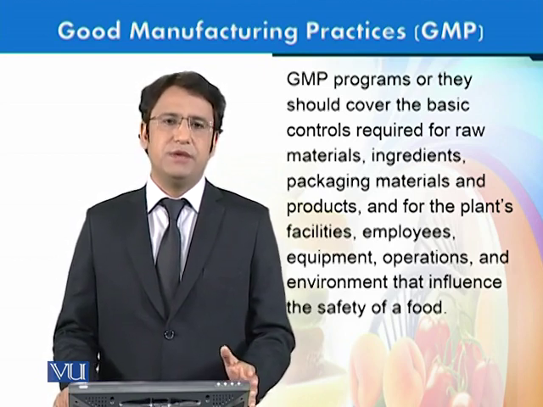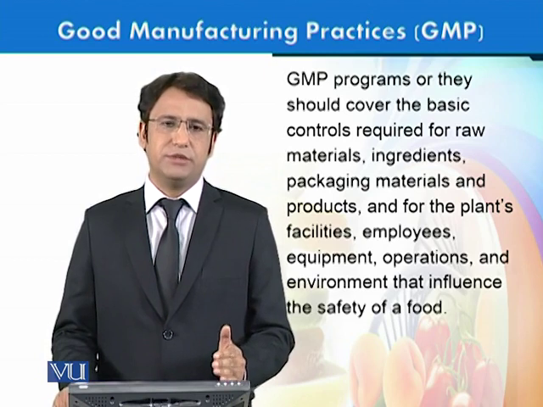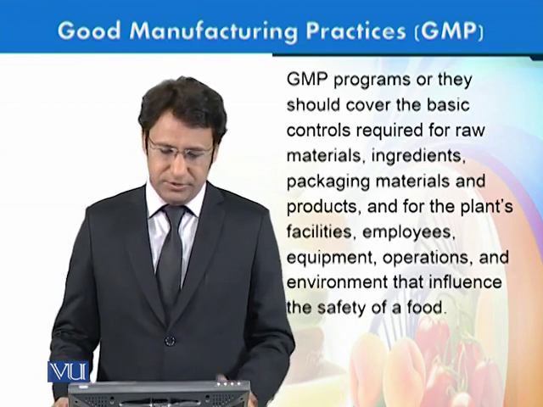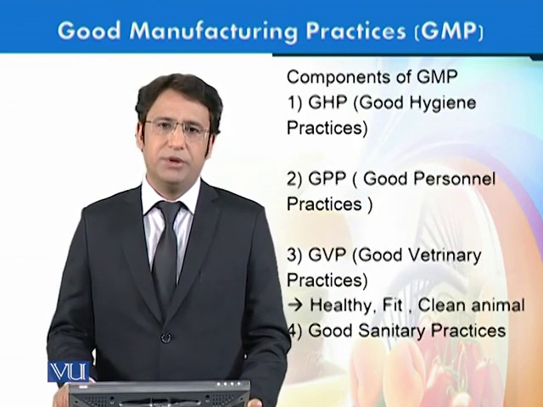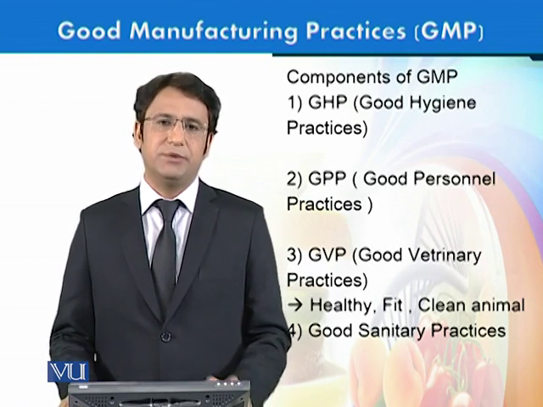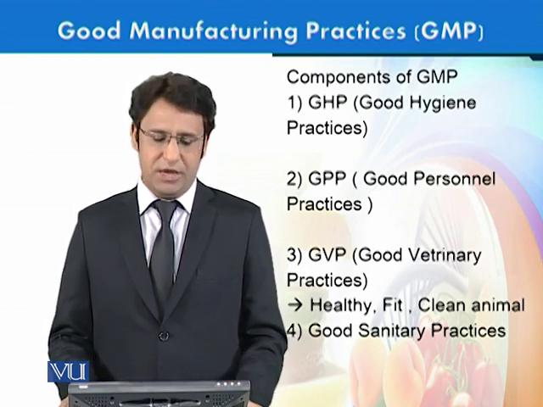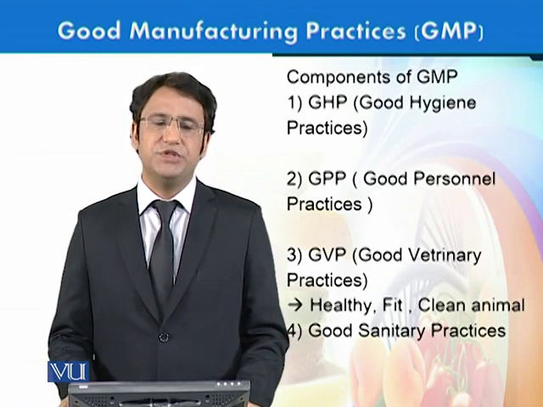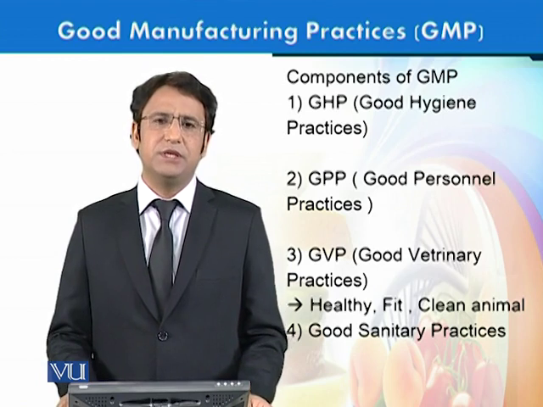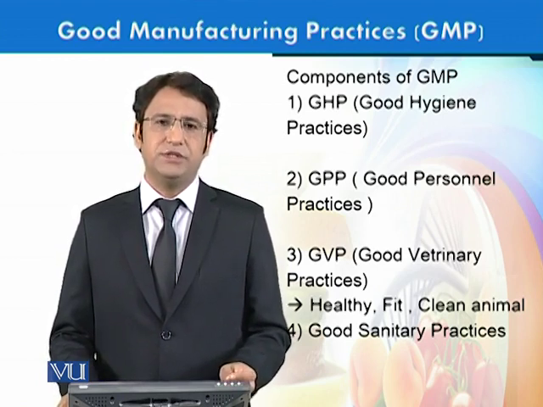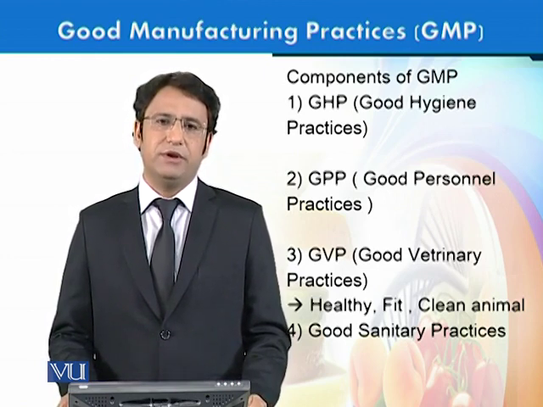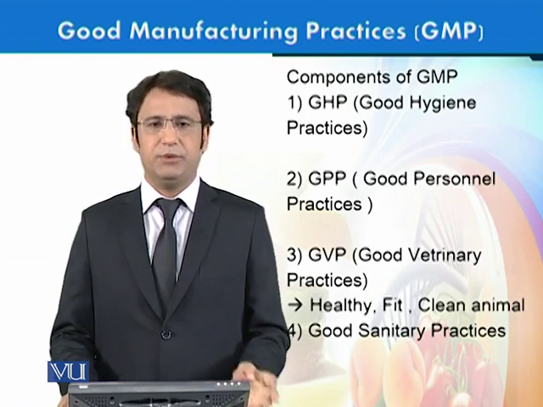So GMP systems would look at all the controls that can be applied at all these levels, as I named them here. Some of the components of GMP are far more detailed, but just to summarize the different components of GMP, they are GHP, good hygiene practices. These GHP would cover all the hygiene-related controls that must be applied in a processing area where the food safety hazards can be minimized.